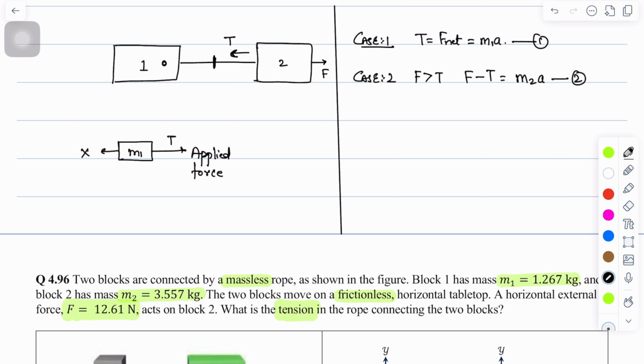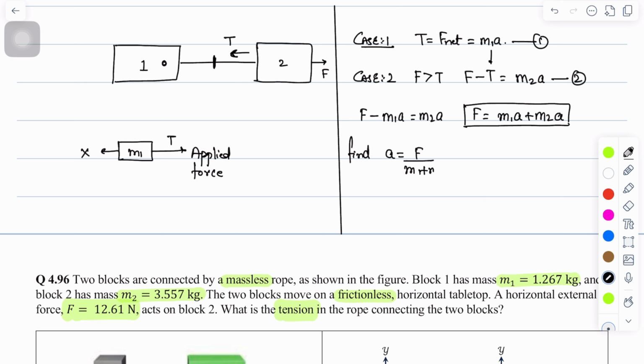From equation 1 and 2, can I say F minus M1A is equal to M2A, putting the value of tension here. So what is the force? Force is equal to M1A plus M2A. Fine, you have the force now? Yes or no? Okay, you can find acceleration. A is equal to F divided by (M1 plus M2).